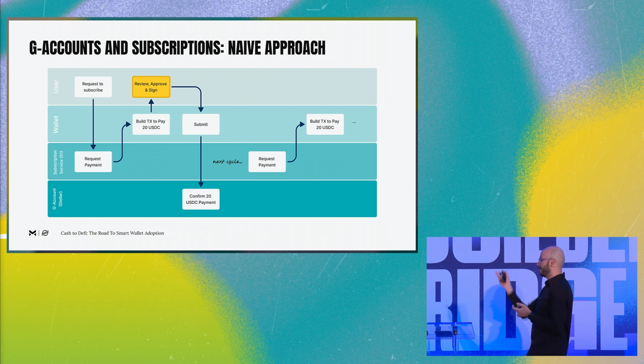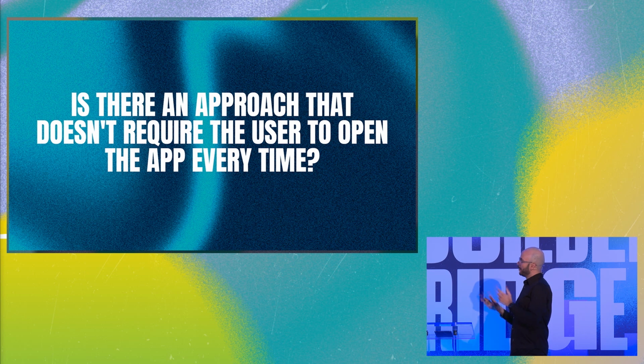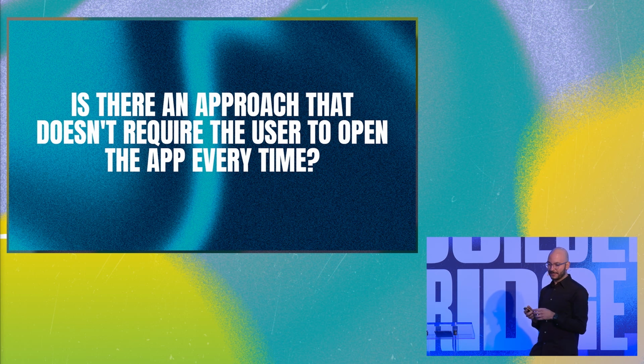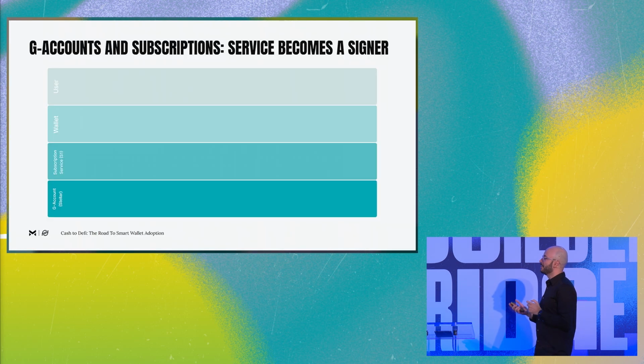And imagine you're paying for your AWS bill. You don't want to get your services down because you didn't click on a notification that you might have missed. So is there an approach that doesn't require the user to open the app every time? And of course, yes, there are more elaborate solutions for that, while still leveraging something like a G account.